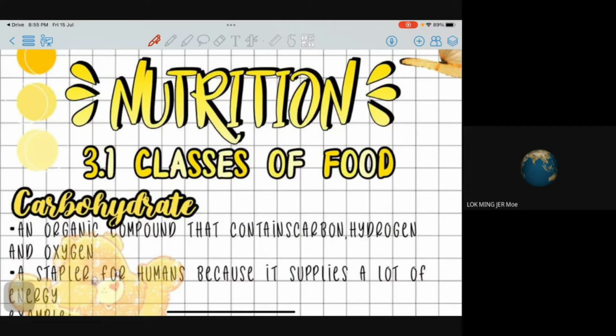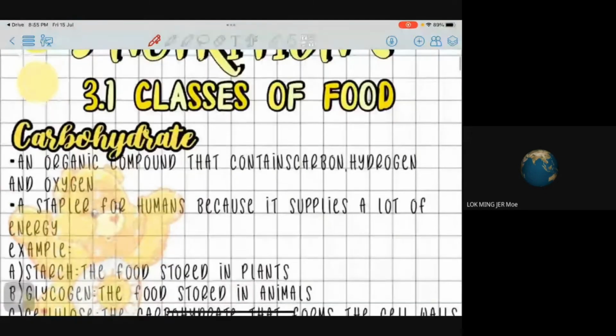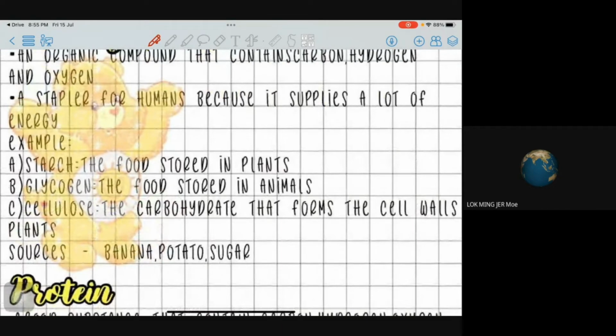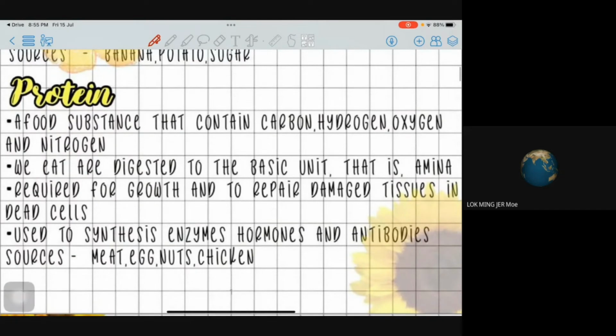First is carbohydrate, an organic compound that contains carbon, hydrogen, and oxygen. It is a staple for humans because it supplies a lot of energy. For example, starch, glycogen, cellulose. Plant sources, for example, you can get from banana, potato, and sugar.